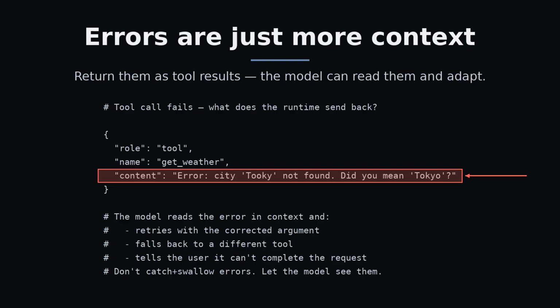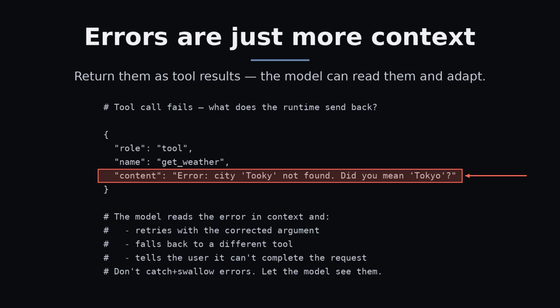Tools fail. APIs return errors, queries return nothing, networks time out. The instinct is to catch every error and retry inside the runtime. Don't. The model handles errors better than your retry loop will, because the model has the context. It knows what the user asked, what it was trying to do, and why the call might have failed. The right pattern is to return the error message as the tool result.